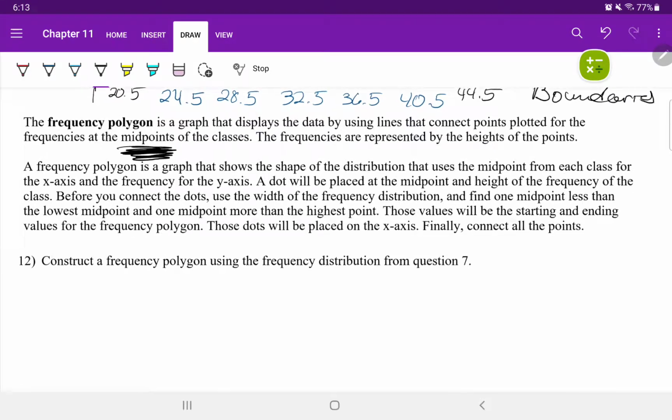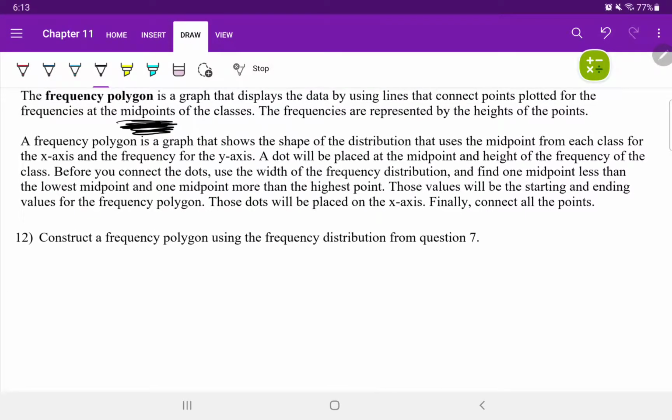Now, here is a more detailed example of how to graph it. A frequency polygon is a graph that shows the shape of a distribution and uses the midpoints for each class for the x-axis and the frequency for the y-axis. A dot will be placed at the midpoint and the height of the frequency of the class. Before you connect the dots, use the width of the frequency distribution and find one midpoint less than the lowest midpoint and one midpoint more than the highest midpoint. Those values will be the starting and ending values for the frequency polygon. Those dots are placed on the x-axis. Finally, connect all the points.